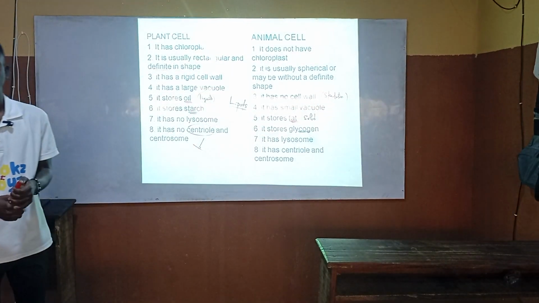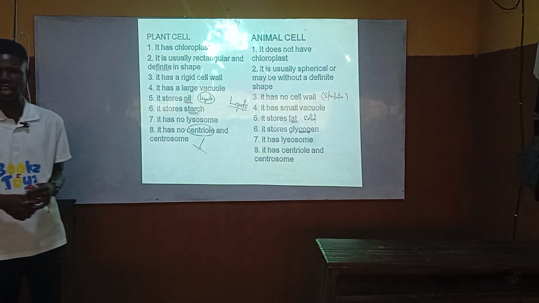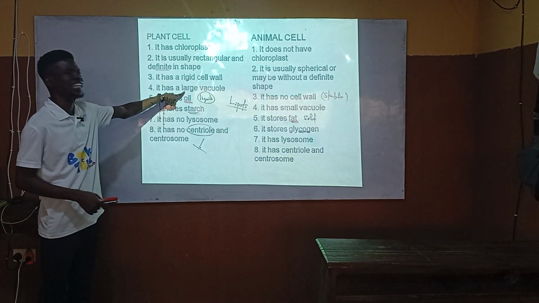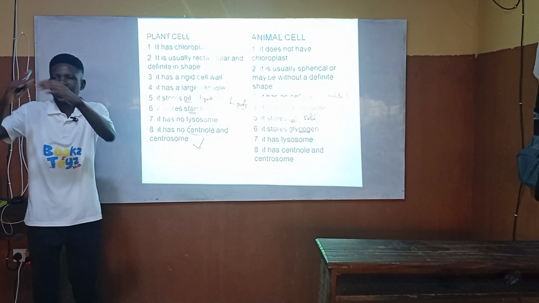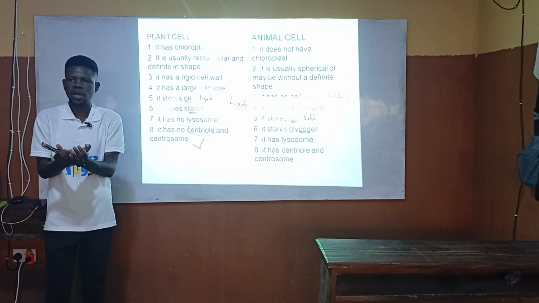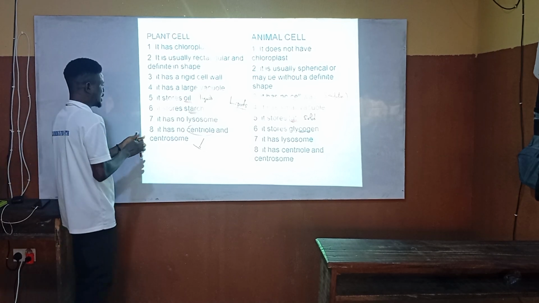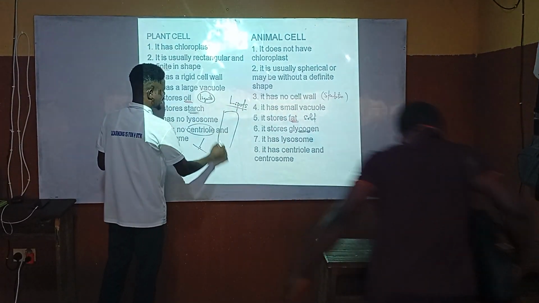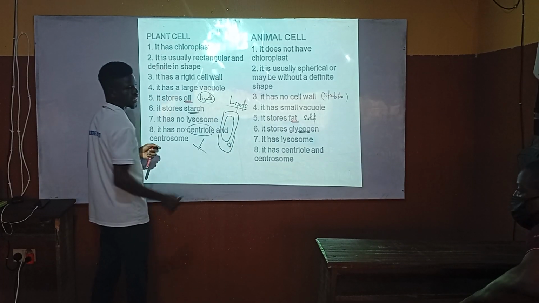Another difference we can see is in terms of their nucleus. In the case of plant cell, because plant cell has a large vacuole, that large vacuole has occupied the middle or a larger chunk of the space in the cell. So the nucleus is just by the side. So it's just like this. Say this is a plant cell, and this part is the vacuole. So you can just add the nucleus by the side.